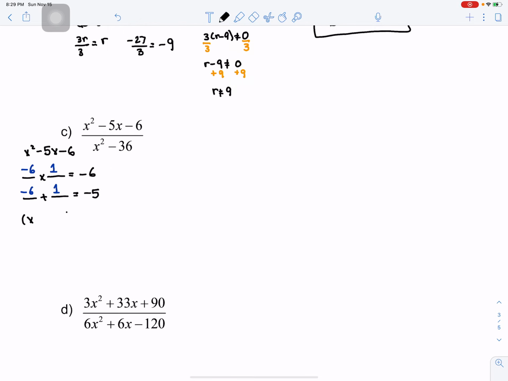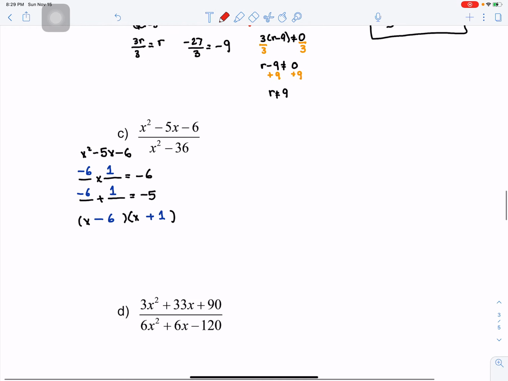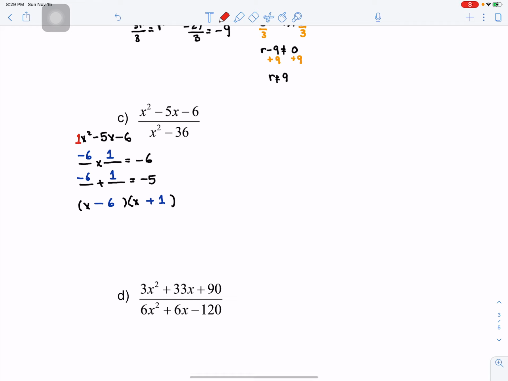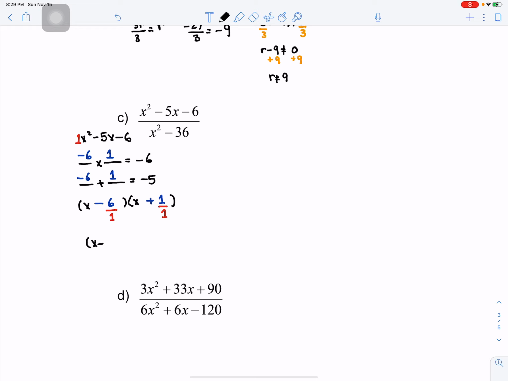I'm going to put those numbers in the bracket with my x. This is the swing method. -6 plus 1. But I also want to make sure that if there's an a value, I divide by the a. My a is an imaginary 1, so I'm going to divide both of these by 1. And I get -6 divided by 1 is -6. 1 divided by 1 is 1. And so there's my factored form for the top. So I'm going to go ahead and write that in. X minus 6, x plus 1.